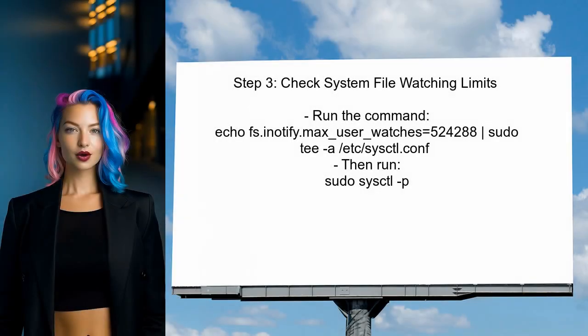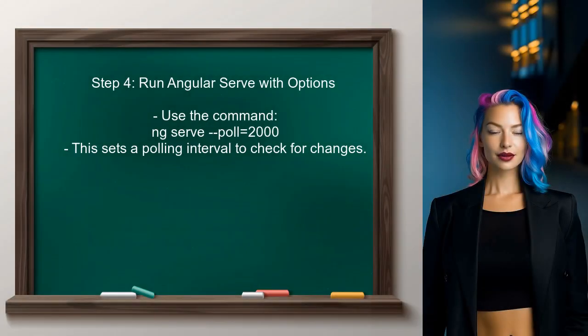If the file watching feature is enabled but the issue persists, the user should consider checking their system's file watching limits. This can be adjusted in the terminal. Finally, if none of the previous steps resolve the issue, the user can try running the Angular serve command with additional options to force the reload.